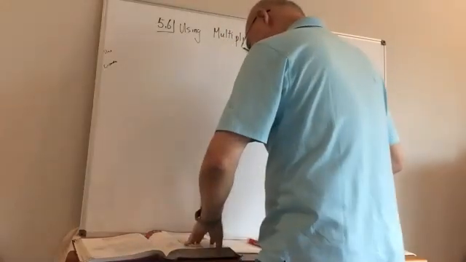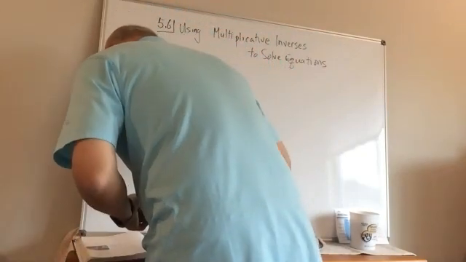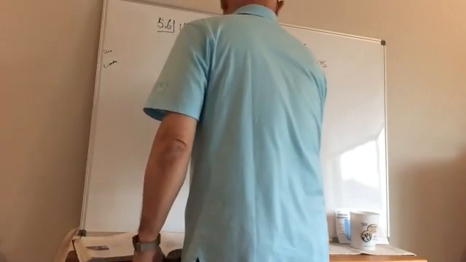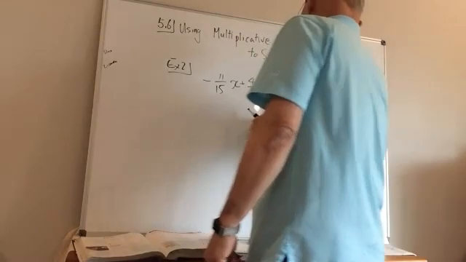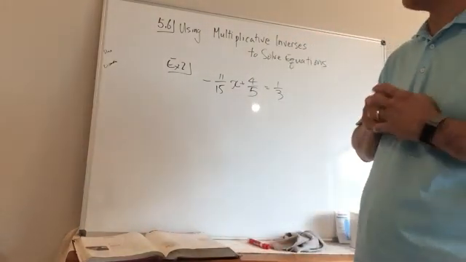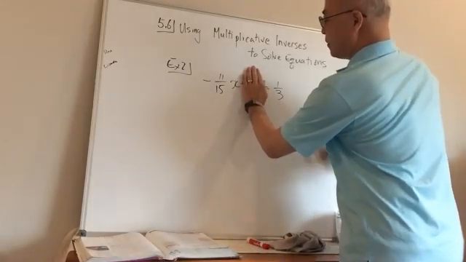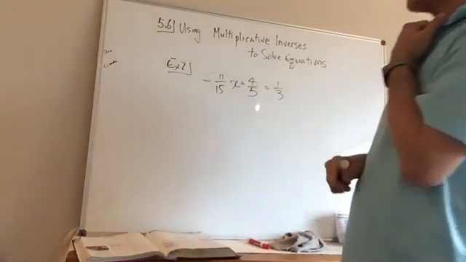All right. So that's example number 1, and let's go to example number 2. Example number 2, we have negative 11 over 15 x plus 4 over 5 is equal to 1/3. Okay, so it's kind of the same thing we had before, except we have this term here now, right? Because if I take away this term, it would be the same thing we had in example number 1, right? But now I've added this.